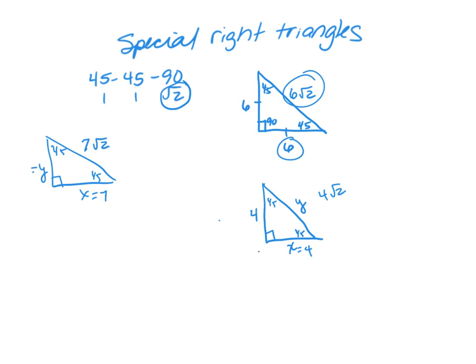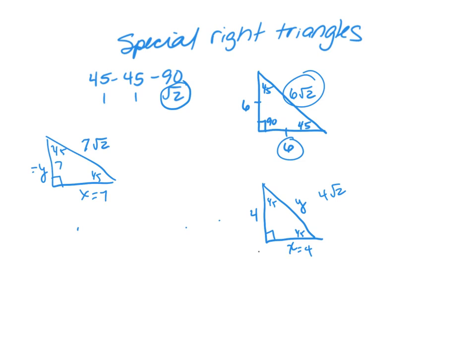Anyway, that's a 7. Both sides have to be equal. They have to all add up. When you have a 45, 45, 90, the two legs measure the same, and the hypotenuse measures that number with a root 2 gunked on it. Okay?